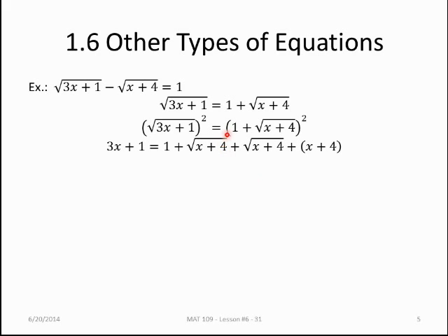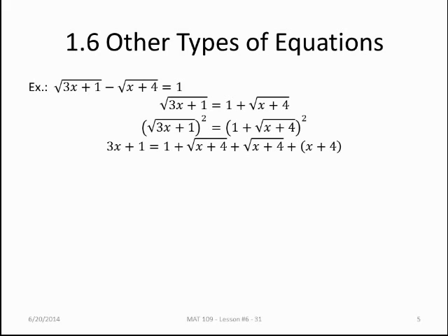So I'm going to multiply 1 times 1 and get 1. Then I'm going to multiply 1 times the square root and get the square root. Then I'm going to multiply the square root times 1 and get the square root. And then I'm going to multiply the square root times itself and get what's underneath. Notice on this side I have 4 terms. You must get 4 terms when you FOIL a binomial.